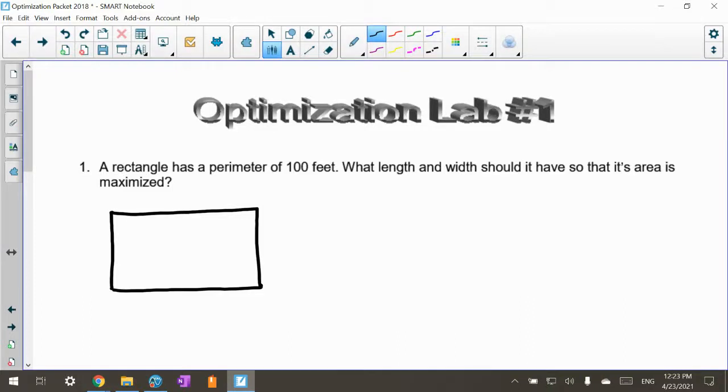Okay, this is for my Calculus 1 optimization lab number 1, and I'm going to start and do a video for each one of these, or maybe get two in a video. So this is our first lab, first problem. It says a rectangle has a perimeter of 100 feet. What length and width should it have so that the area is maximized?